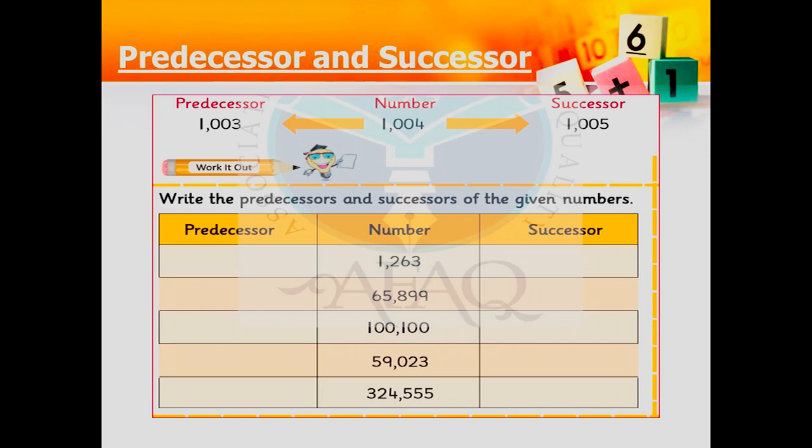First one we have 1263. When we subtract 1 from 1263, we will get 1262, which is the predecessor of this number. And when we add one more to this number, 1262 plus 1 is equal to 1264, which is the successor of this number.